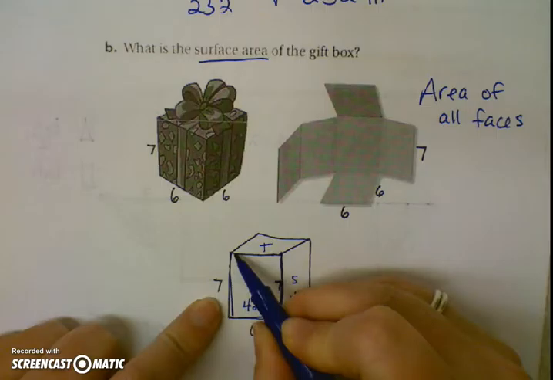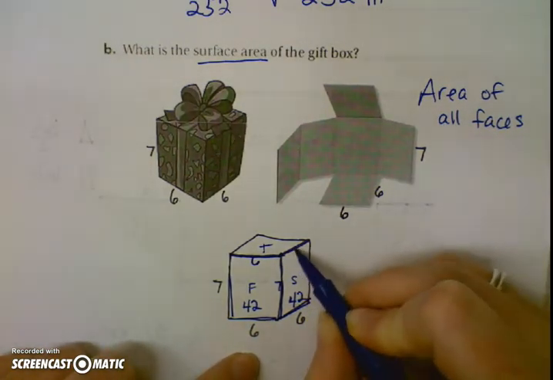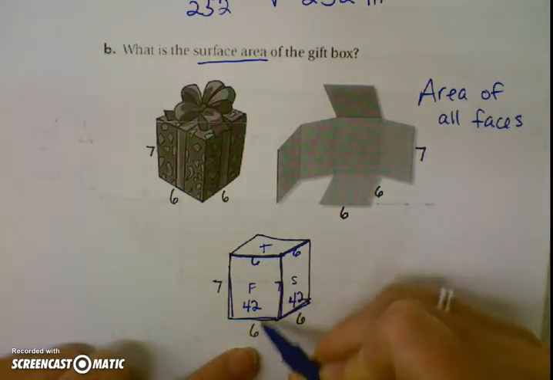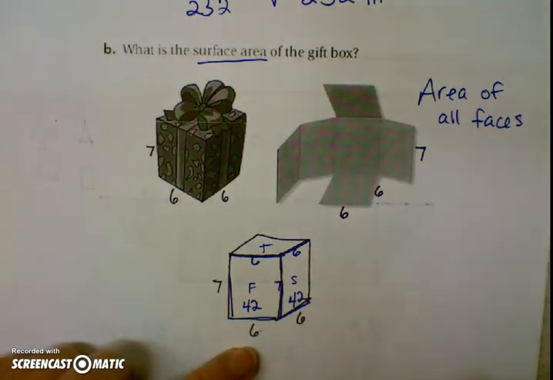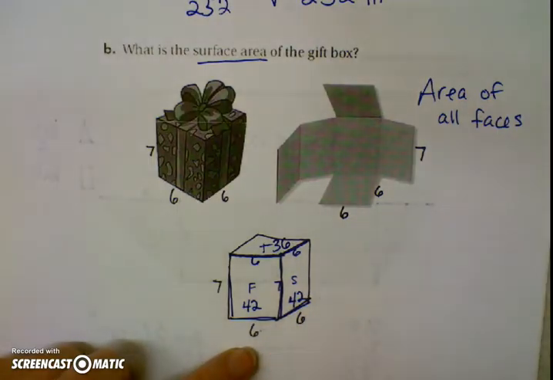I can find the area of the top. I know that the top is 6 by 6. Also by looking at the opposite sides of my rectangle, I can get those side lengths. 6 times 6 is 36. So I have the area of 3 faces. So I know that if I double it, I can find the area of the other 3 faces.